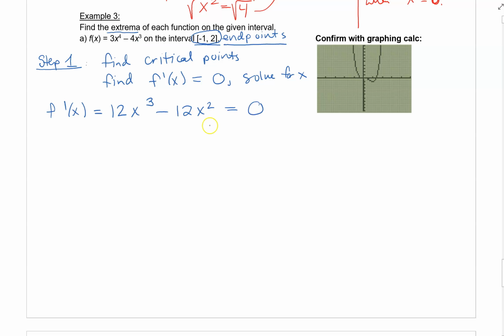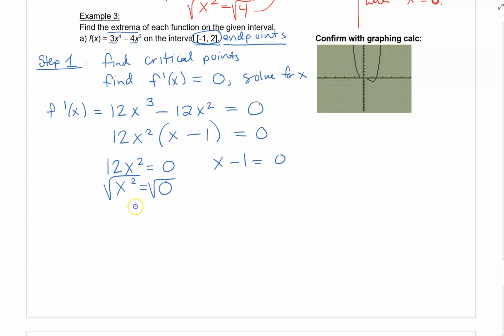So I'm going to solve this by factoring again, like we did in example 2a. I'll take out a 12x squared, and I'm left with x minus 1. And then I'll set my two factors equal to 0 to solve. So here I could divide by 12 and then square root both sides, and I just get 0 for x.